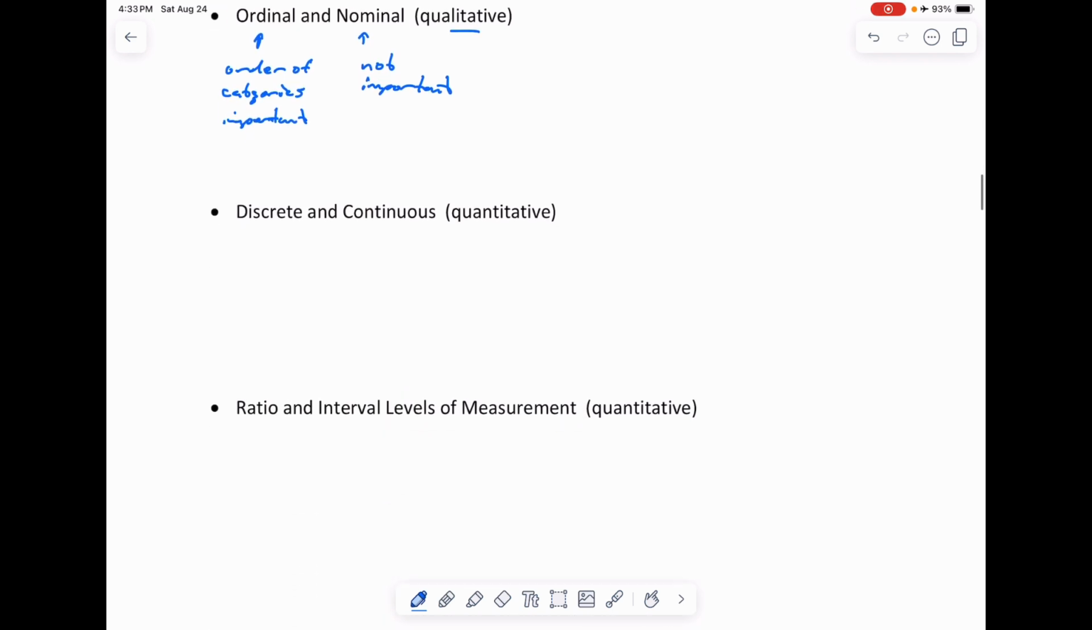All right, discrete and continuous. This is another big idea in terms of data and thinking about data. Discrete is when we have separation between values.